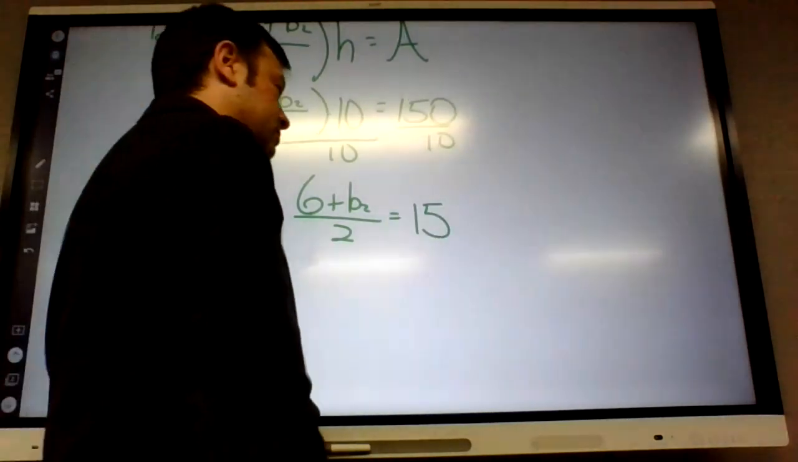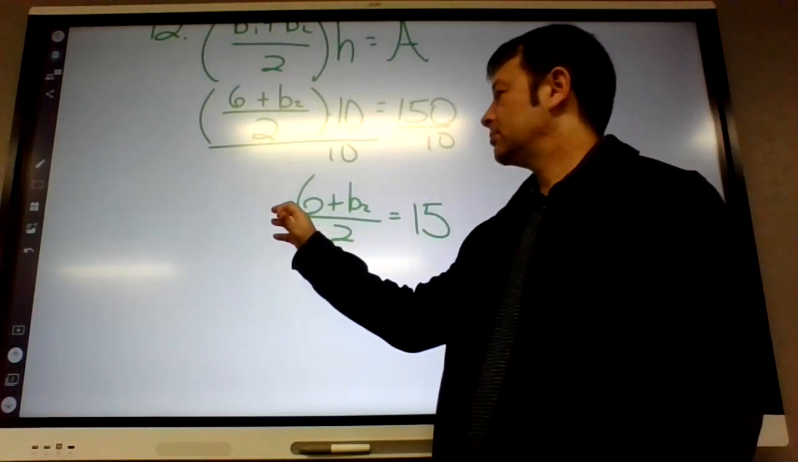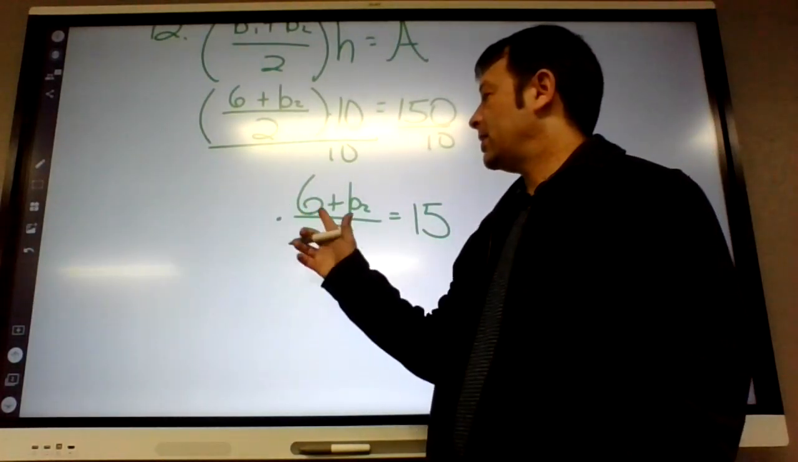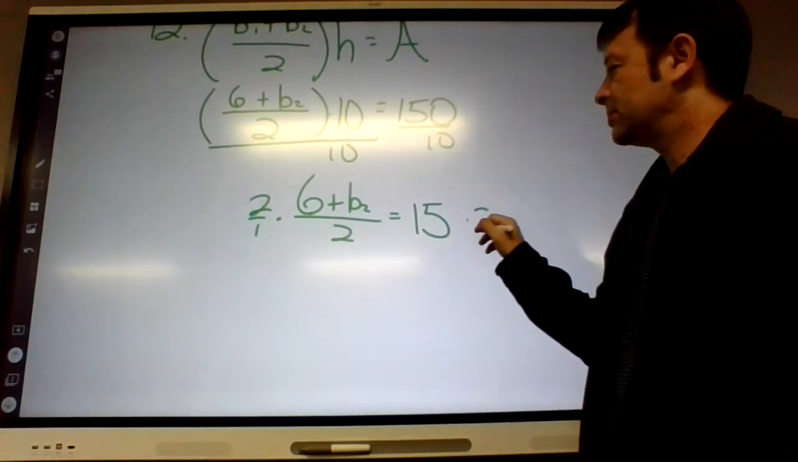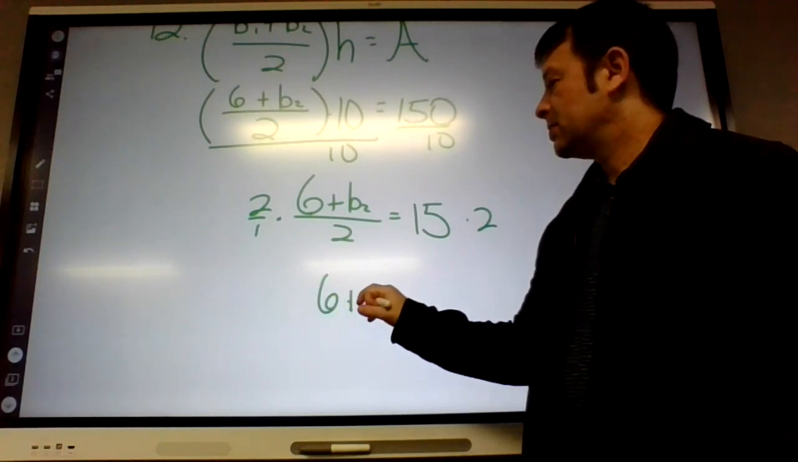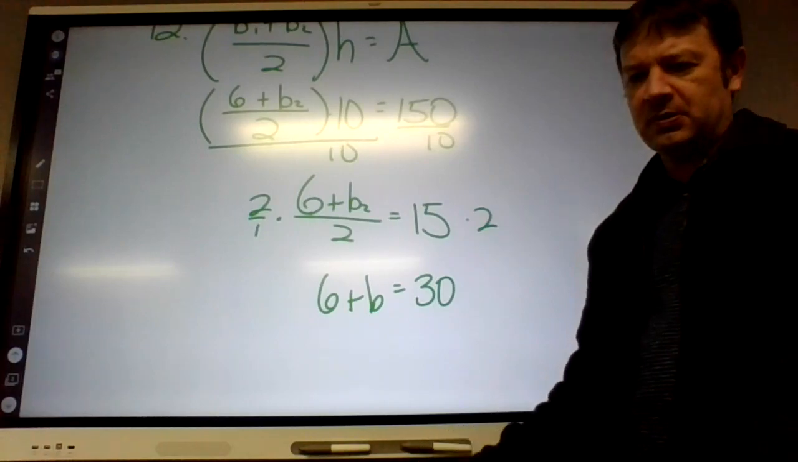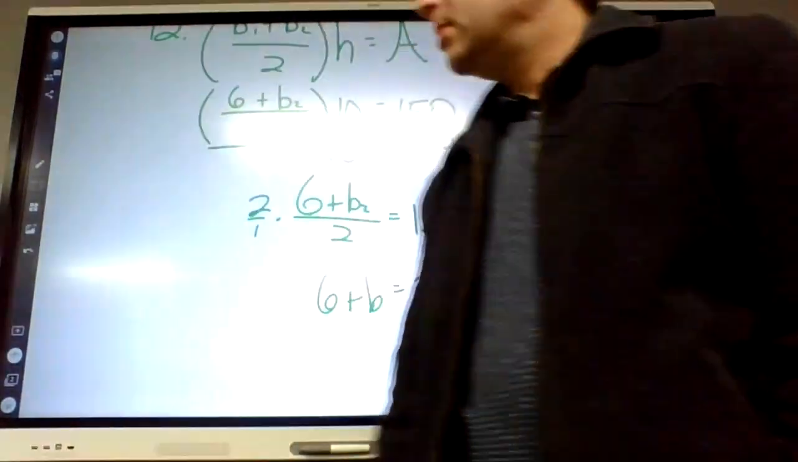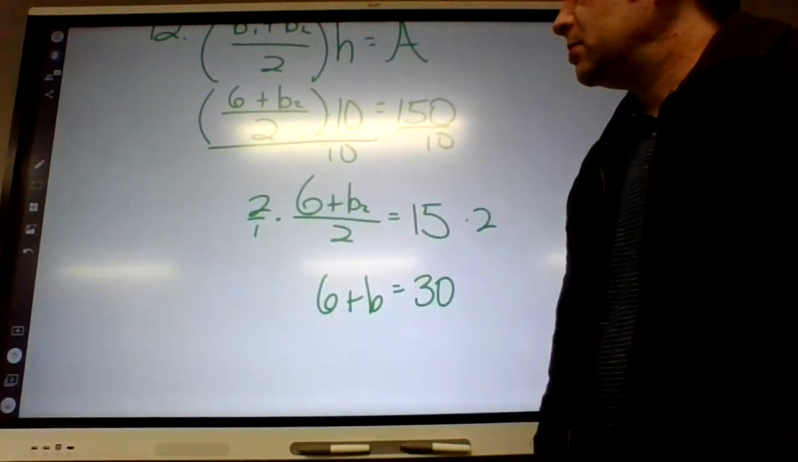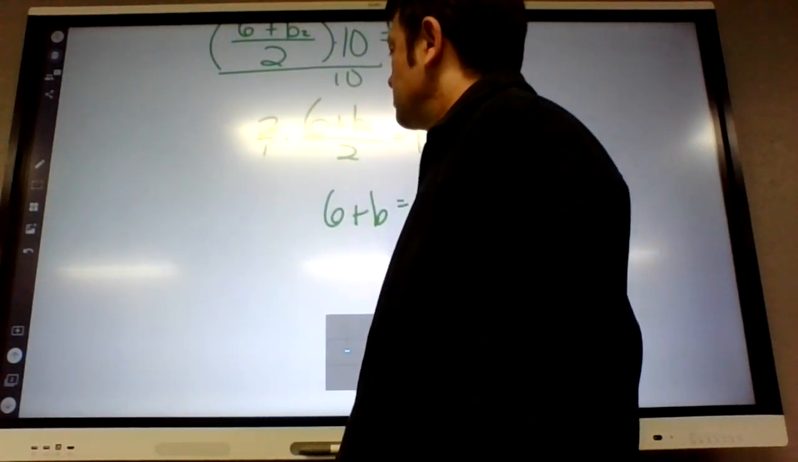Yeah, then multiply by 2. And then you subtract 6. Okay, yeah, to get rid of a divide by 2, you would multiply by 2. And then you get the answer. And you have to plug that back in?